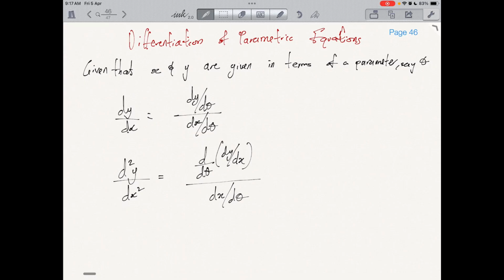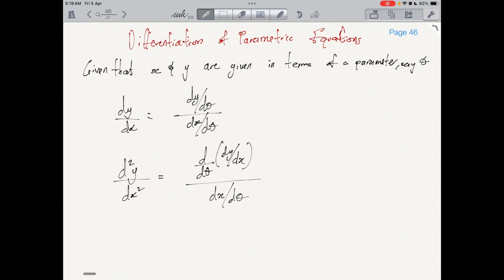How do we differentiate parametric equations? Okay, so we know that there is a parameter, as we explained in the last video, and we understand that we have dy/dx. We have to evaluate also d²y/dx². Therefore, this is the formula for dy/dx, which is dy/dθ divided by dx/dθ. And when we want to go further in evaluating d²y/dx², we are going to say d/dθ of dy/dx divided by dx/dθ.